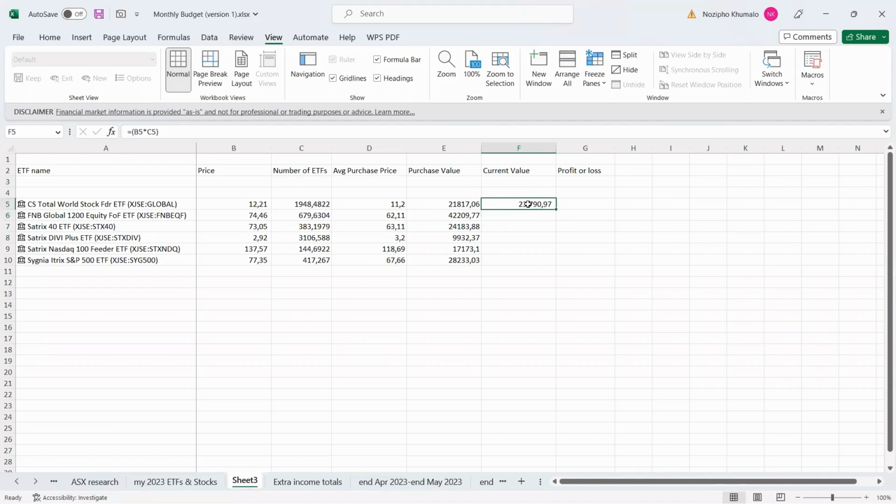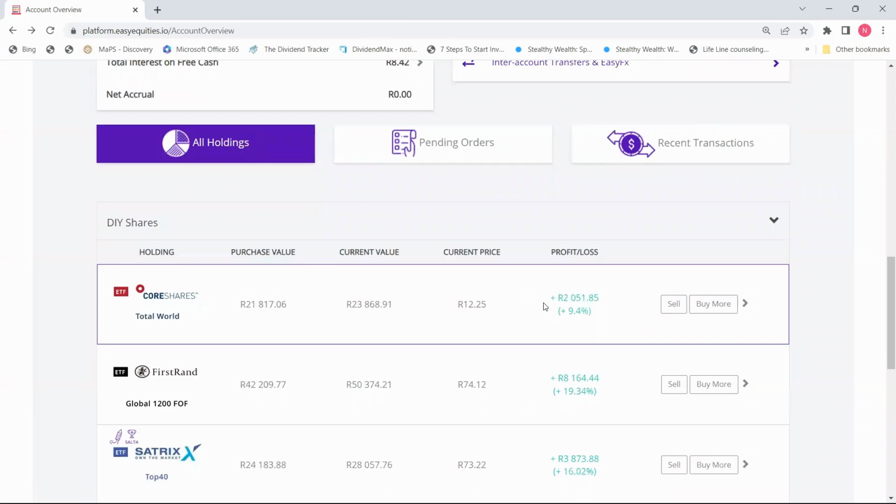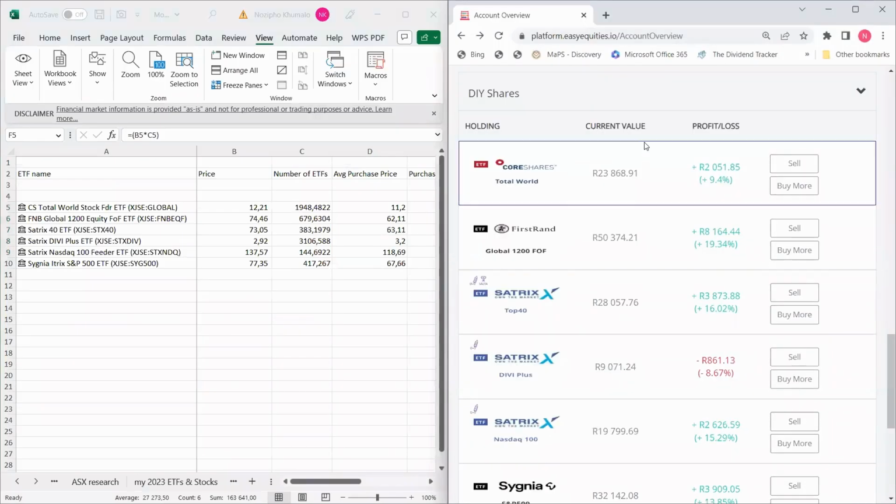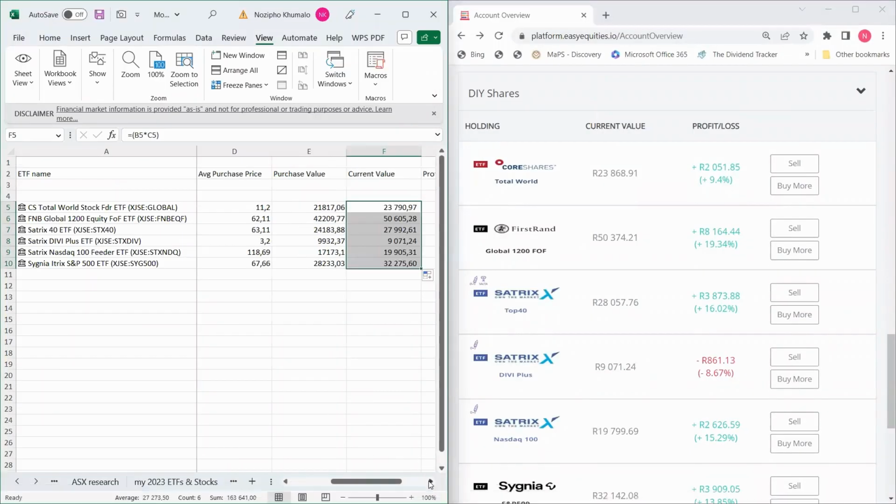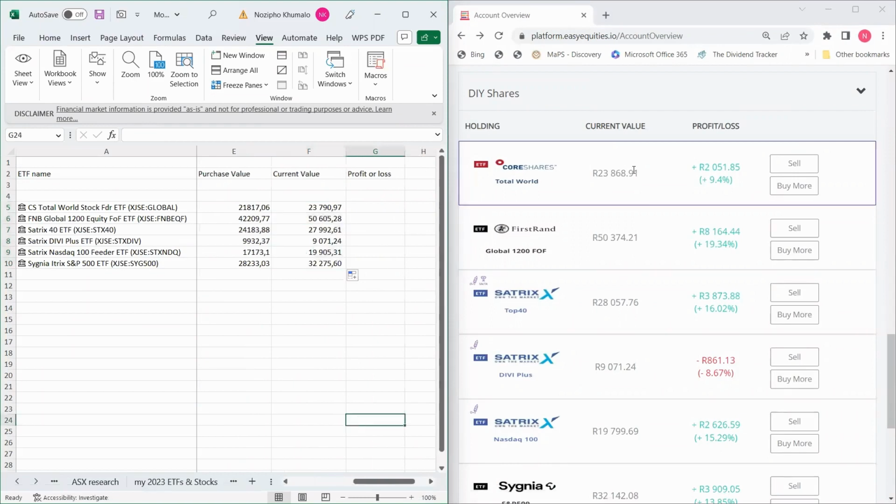Okay, so what you do now, once you've put in the first calculation, you just drag and drop for the rest, then it'll calculate for you. So if I just put it side by side, look at this. Okay, so what you'll see here is the current value, okay? Let me scroll on my spreadsheet. So look at this. Current value here, slightly less, right, on the spreadsheet. Here it's 23,800.